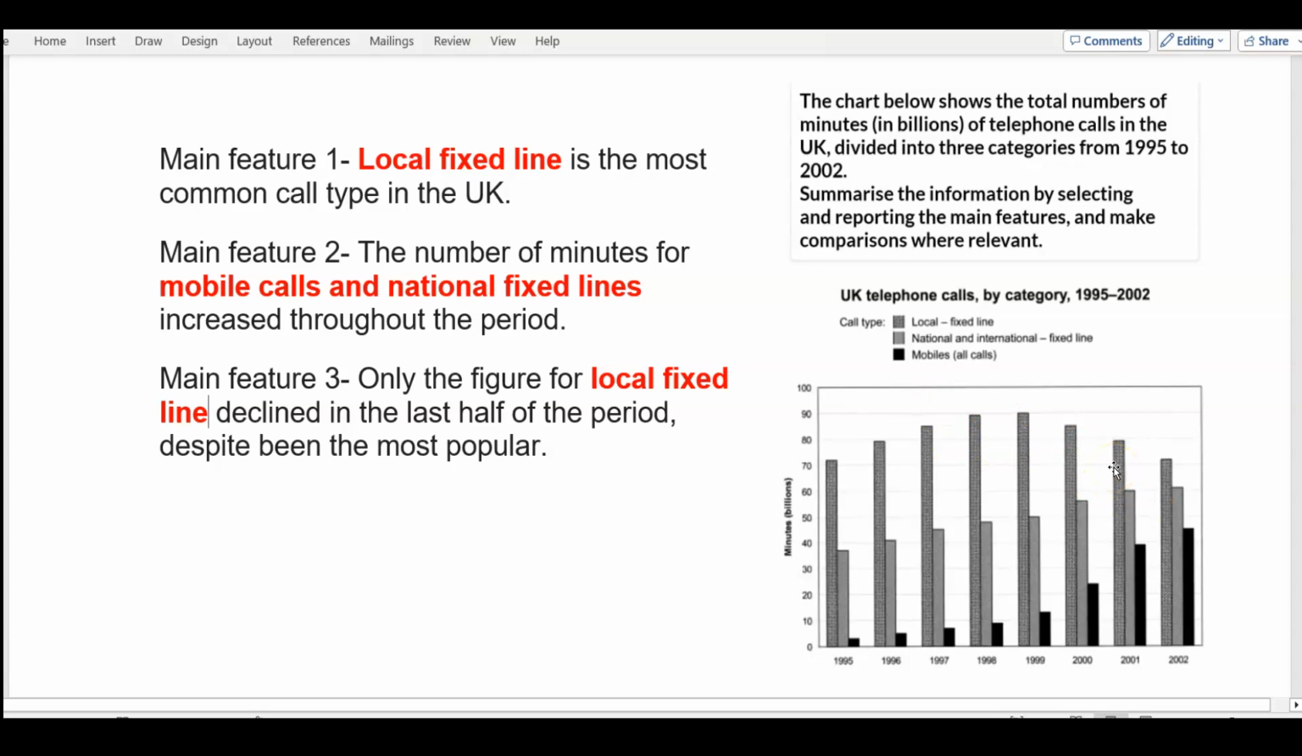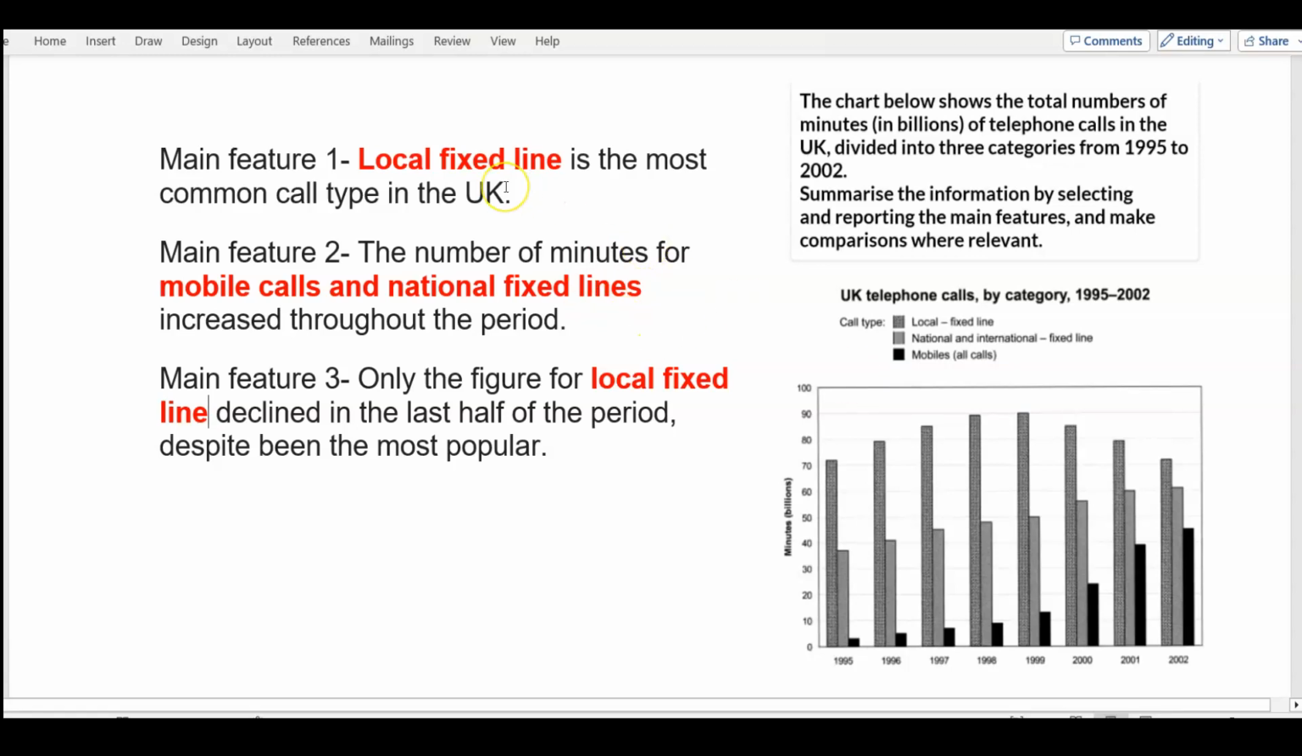That was when it started to decline. All right, so as stated, you can see that the main feature covers all the things I've spoken about. Fixed line here, local one here, mobile one here, national here, local. So I've covered all these three variables, and that is what I'm expecting you to do. You need to make sure that you cover all the variables needed, okay?